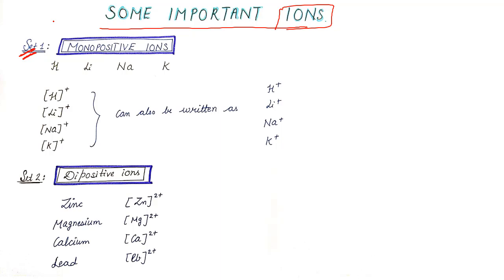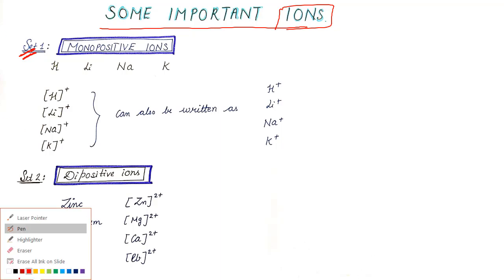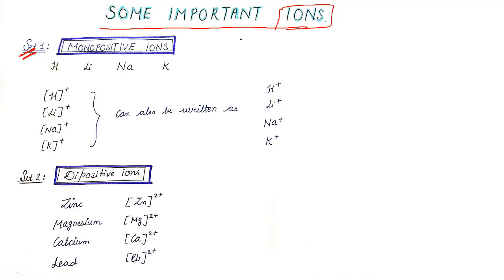Okay, now we have monopositive ions. Do not get confused with the name. The name is very clear as per the definition. Mono means one, positive means positive. That means the ions which have just one unit of positive charge are known as monopositive ions. For example, you have hydrogen, written as H+. You have lithium, Li+. You have sodium, Na+. You have potassium, K+.